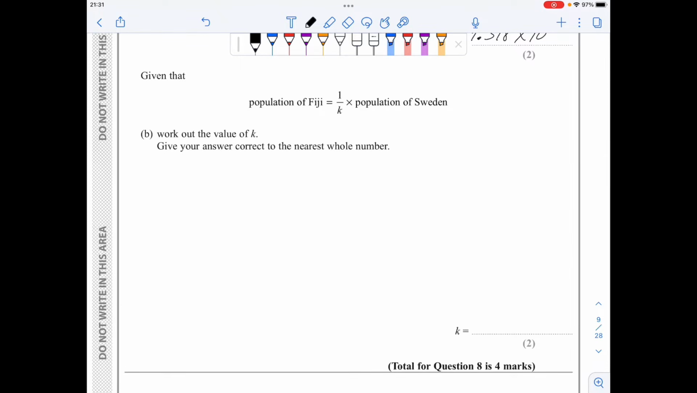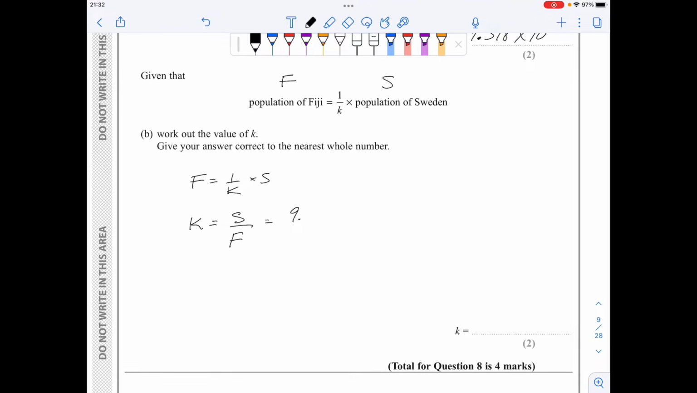In part B, I'm given the population of Fiji. Let's label this F, which is equal to 1 over K times the population of Sweden. Let's put this as an S. So I have F equals 1 over K times S. Now, if I rearrange, K will be equal to Sweden over Fiji.